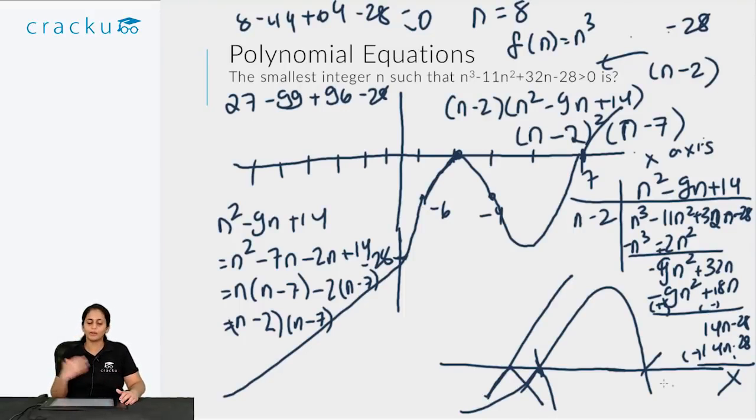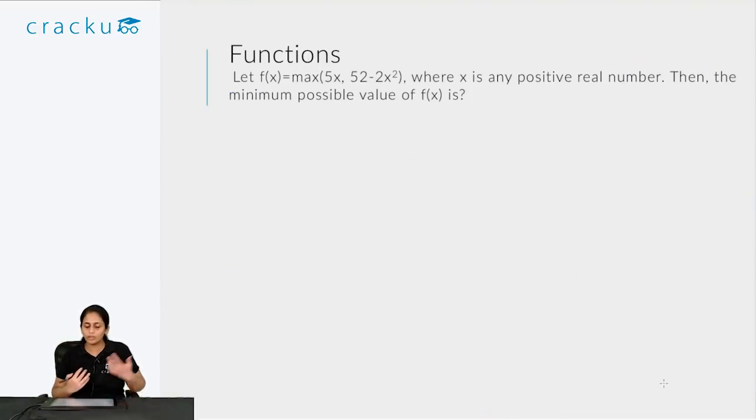So now that you know what it takes to solve questions on polynomial equations, let's go on to functions. Now functions, there are some easy questions, there are some hard questions. So the only way you can actually figure it out is if you read the question. Let f of x be equal to max of 5x, 52 minus 2x square, where x is any positive real number. Then the minimum possible value of f of x is what?